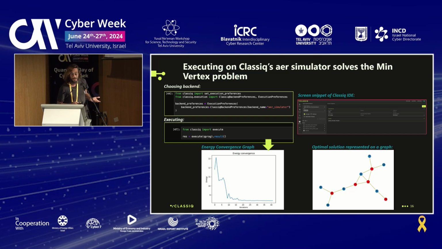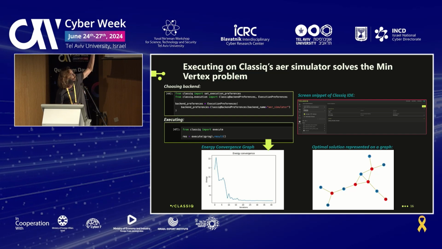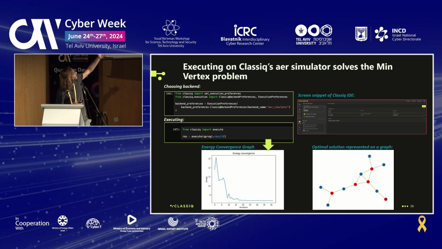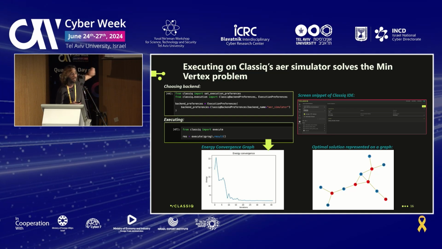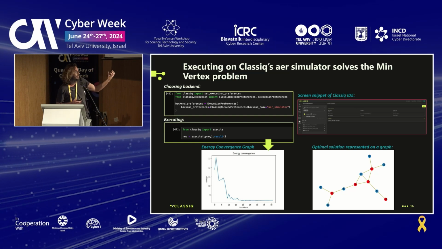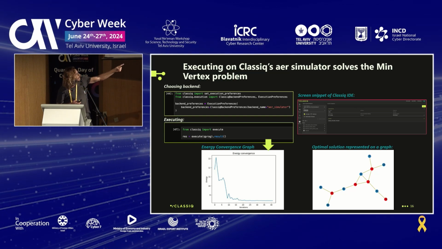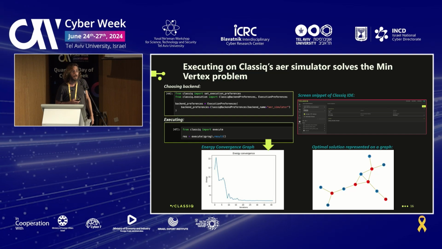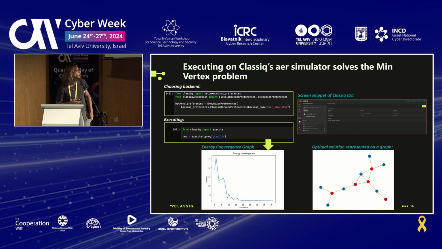And now we're ready to actually execute it. We can either execute it through code or through the web application. And we can see how the classical optimizer converges the energy with each iteration, and we end up with the minimum vertex cover that we were aiming for.